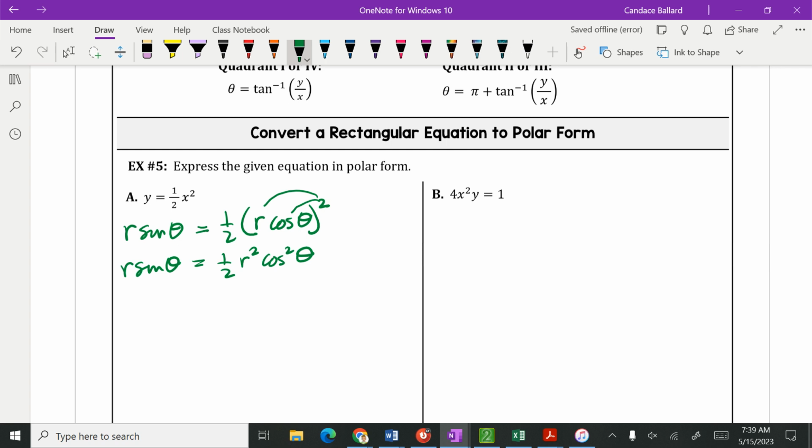Then let's see what else I can do with this. I'm going to try to get the r's together, and I'm going to get rid of that fraction. I'm going to do two things at once. If I want to move this 1/2 to the other side, what do I have to do? Do I divide?